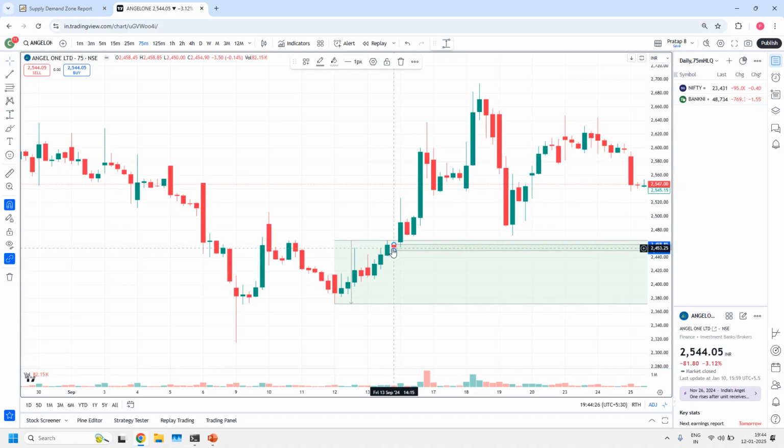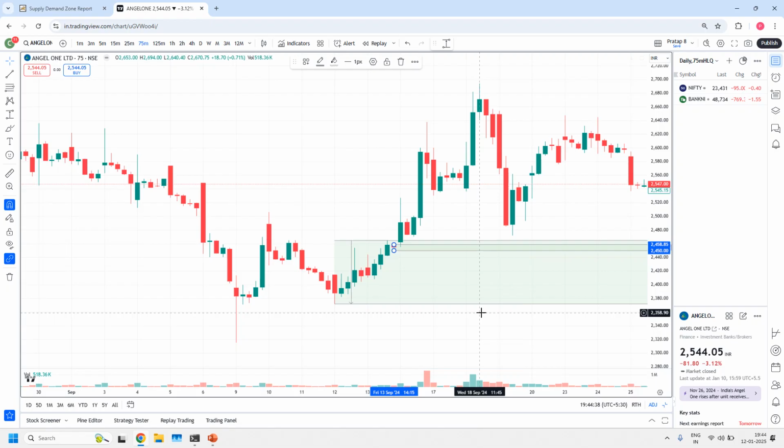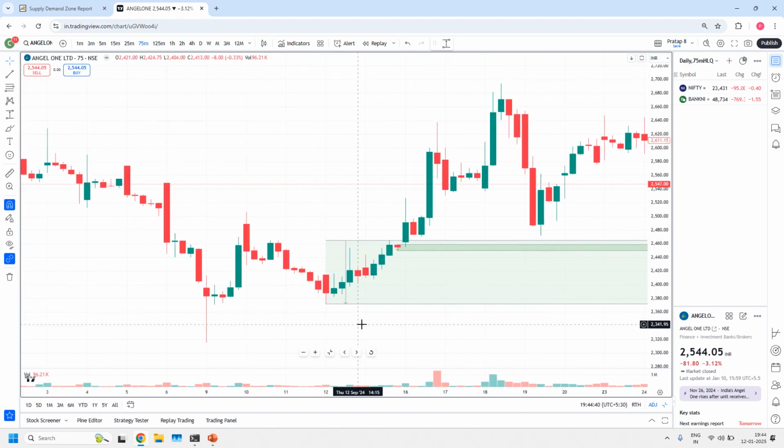This is a 75 minute zone. Sorry, not drop base rally, sorry for my mistake. Rally base rally, this is a 75 minute zone. And we have one more drop base rally also there.